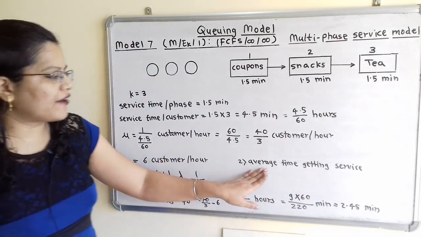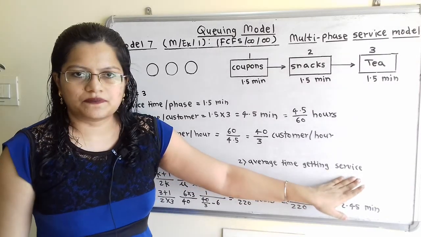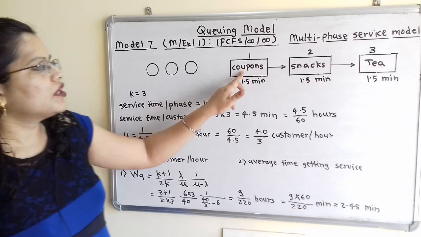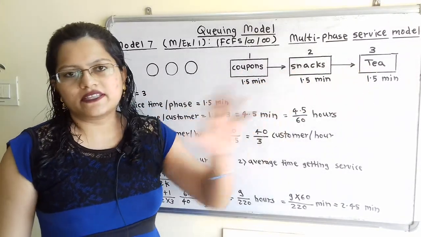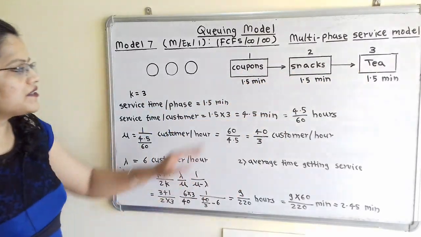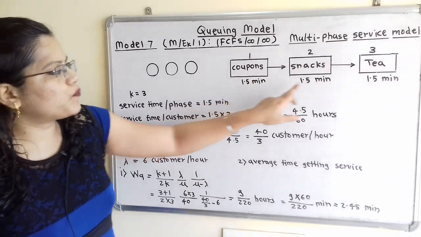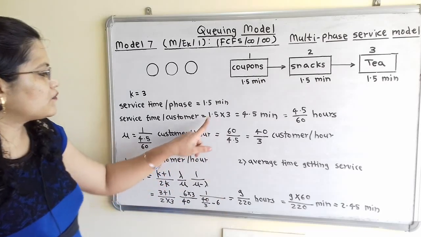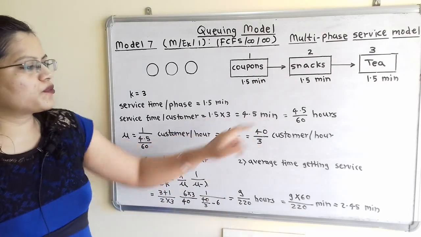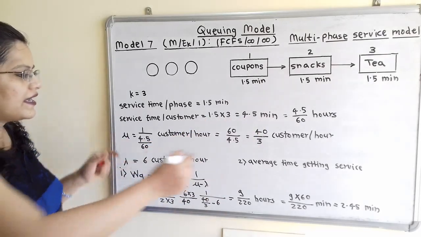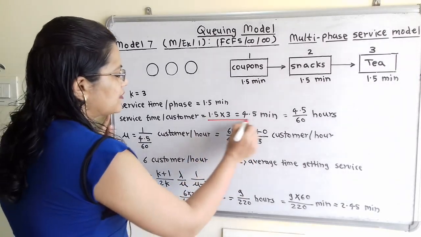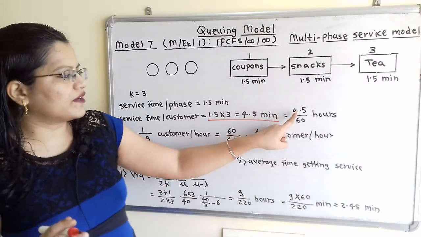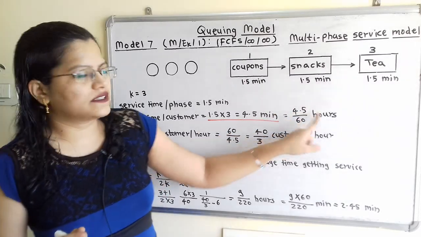The second question is the average time in getting the service. If we observe, each customer has to pass through 3 phases to get the total service, and each phase requires 1.5 minutes. So what is the average time in getting the service? That is 1.5 into 3, that is 4.5 minutes. We can also write this answer in hours, that is 4.5 by 60 hours.